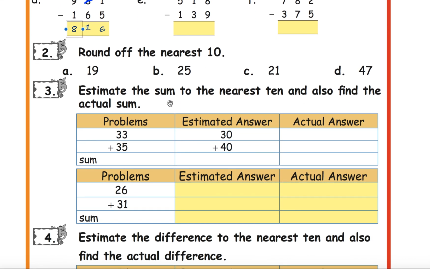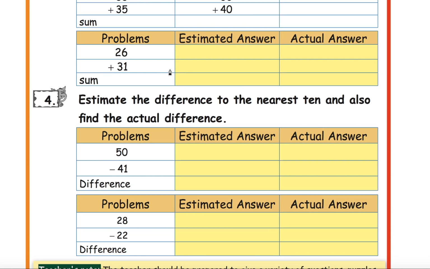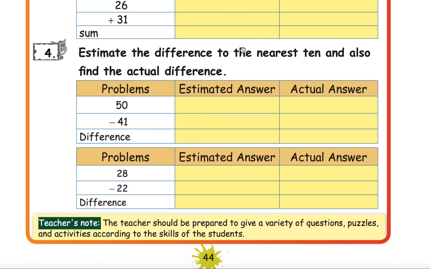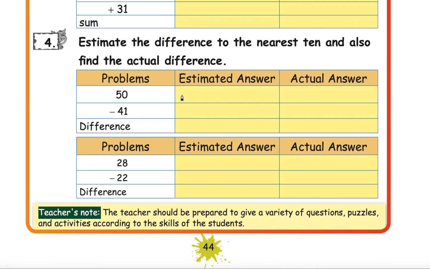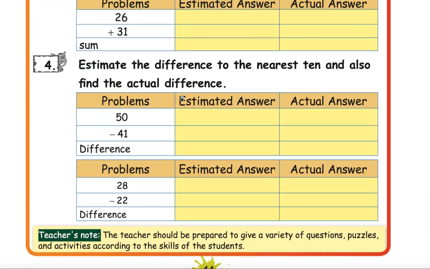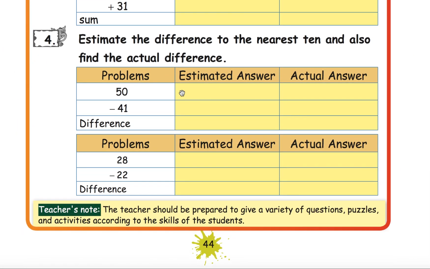Estimate the sum to the nearest 10 and also find the actual sum. Those problems you can do. They are not that much interesting, right? Difference also you do. So this is the end of lesson 2.